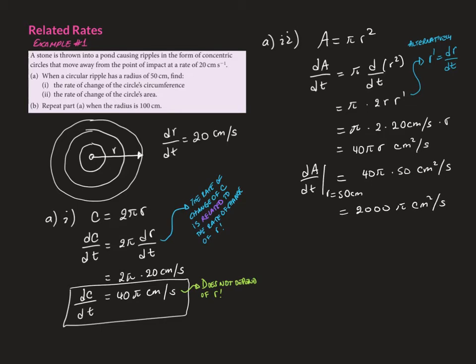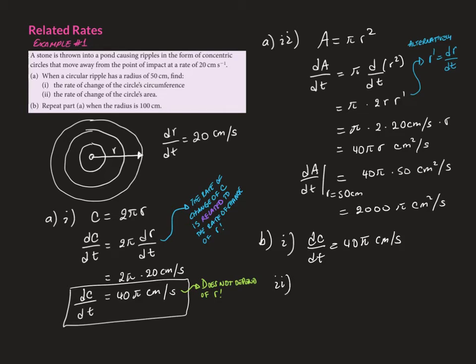Now if we wanted to repeat this process, since we found that the rate of change for the circumference does not depend on r, the answer for the rate of change of the circle circumference doesn't change when the radius is 100. So in this case, we also have dC/dt equal to 40 pi centimeters per second.